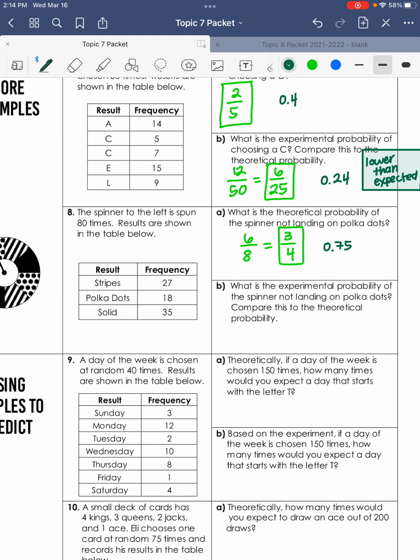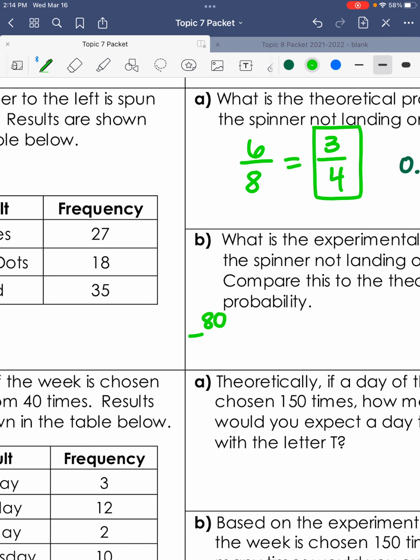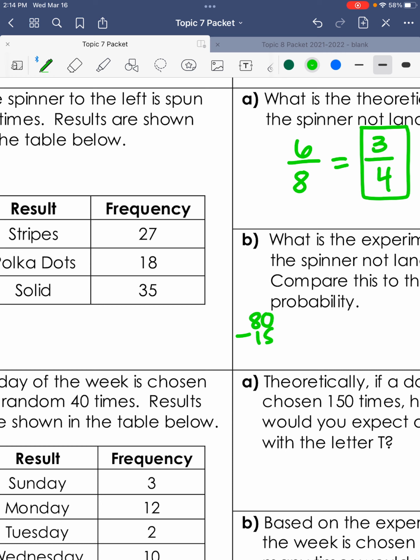Compare this to the theoretical probability. So, not landing on polka dots means it lands on stripes 27 times and solids 35 times. So, I can add those together, or I can take the number of times the spinner was spun, 80 times, and I can subtract the number of times it did land on the polka dots, which was 18 times.